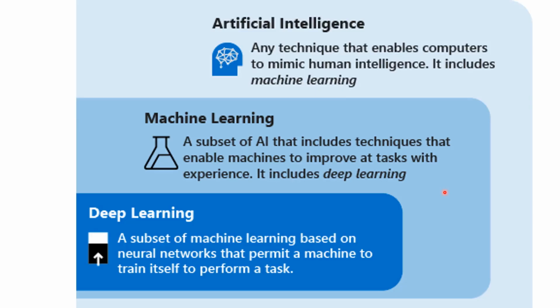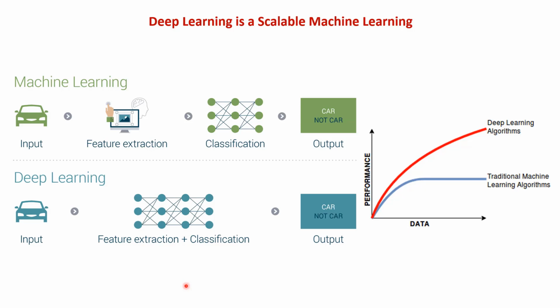So that's again the big building block here, which is AI. The second building block is ML, machine learning, and then DL, which is deep neural network. Deep learning, deep neural network, is a subset of machine learning based on neural networks that permit a machine to train itself to perform a specific task. All right? Okay. This is also a nice representation of how deep learning augments the structure of the model.